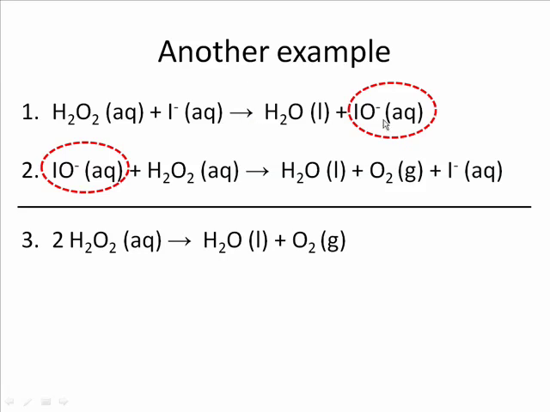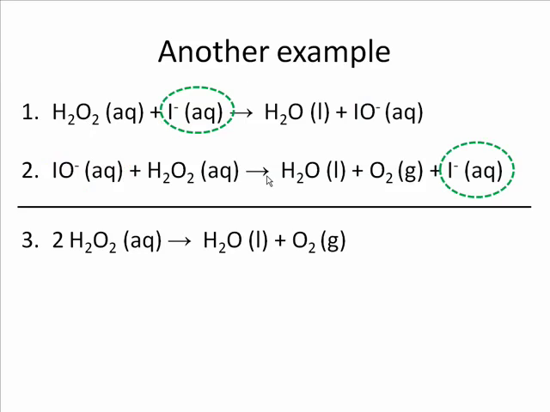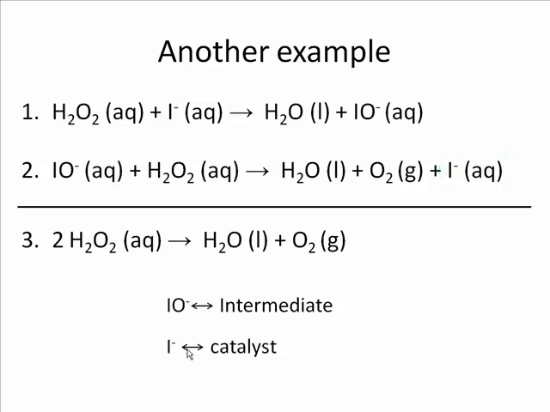This hypoiodite was generated in the first elementary step, but then it was used in the second elementary step, and overall it canceled out. Now here the iodide was used in the first step and produced in the second. We'll say that the hypoiodite was the intermediate. It was produced and then used. And the iodide is a catalyst. I guess you could say it was used and then produced.